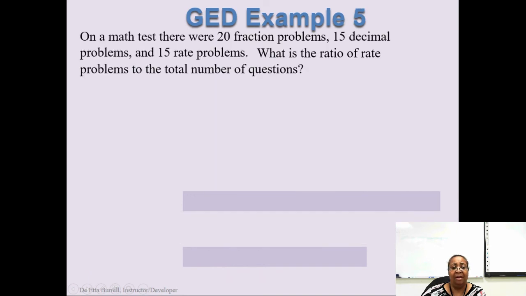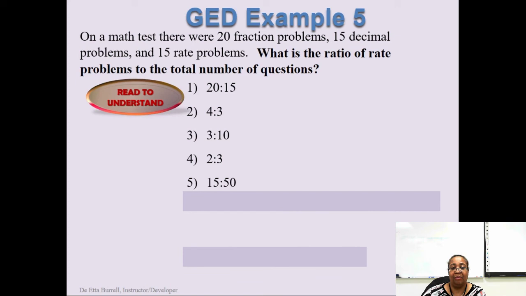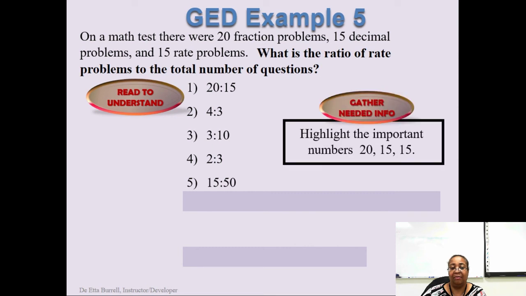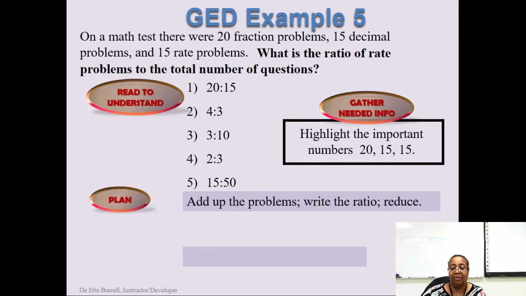Example 5. On a math test, there are 20 fraction problems, 15 decimal problems, and 15 rate problems. What is the ratio of the rate problems to the total number of questions? So let's gather up the information. They want us to focus on the rate problems to the total questions. And we have 20, 15, and 15. Looks like it's 50 questions total. So after we add them up, we're going to write the ratio and then reduce.